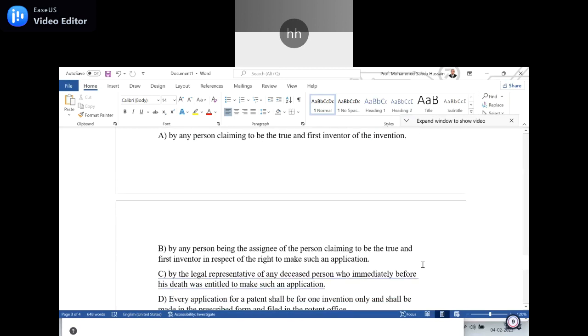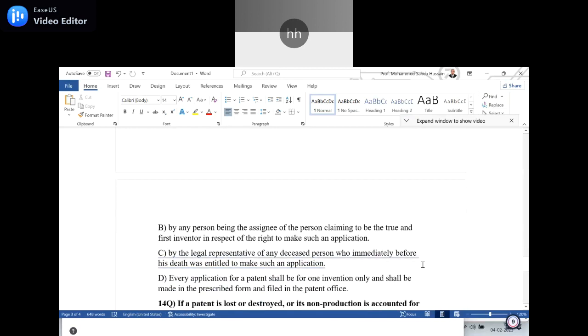Option D, if you closely watch, the other options A, B, C are very closely related to each other. But D says every application of the patent shall be for one invention. It's a Section 7 provision. One invention only, and it shall be made in the prescribed form filed with the patent office. That means if a person has invented two or three things, each invention should be patented separately.